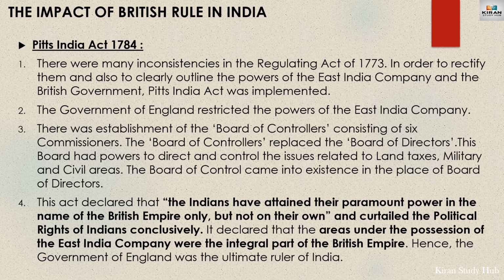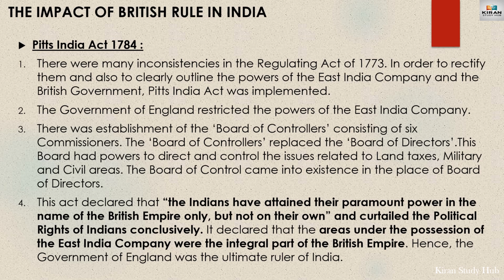There was also the establishment of the Board of Controllers, which replaced the Board of Directors, and this Board of Controllers consists of 6 commissioners. The Board of Controllers had the power to direct and control the issues related to land taxes, military and civil areas.